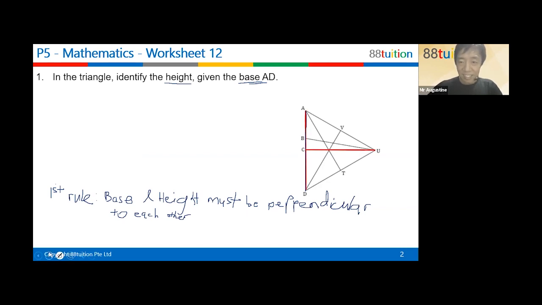Let's see. Okay, there you go, the perpendicular. So I came up with a second rule to address some issues, because sometimes, even though you have identified the perpendicular base and height, it may not necessarily be the correct base and height. Okay, I see Liana saying something. It must reach the highest point of the triangle.